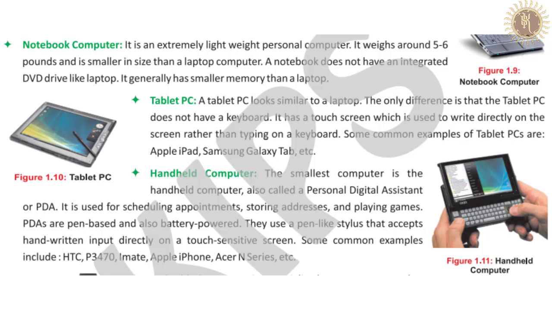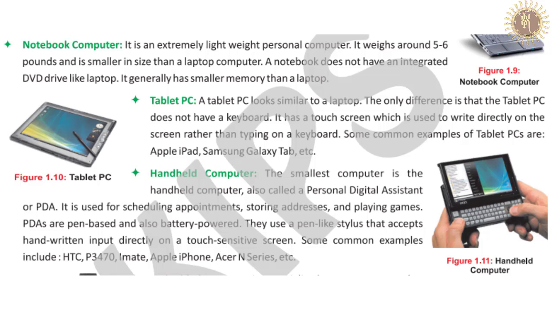Notebook computer. It is a very lightweight PC. It weighs around 5 to 6 pounds and is smaller in size than a laptop. A notebook doesn't have an integrated DVD drive like a laptop. It generally has smaller memory than a laptop. Tablet PC. A tablet PC looks like a laptop. The main difference is that the tablet PC doesn't have a keyboard. It has a touch screen which is used to write directly on the screen instead of typing on a keyboard. Some common examples of tablet PCs are Apple iPad, Samsung Galaxy Tab, and so on.